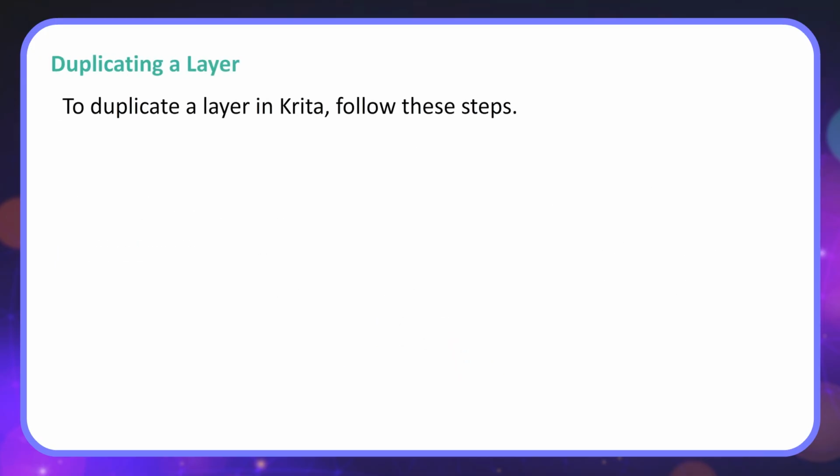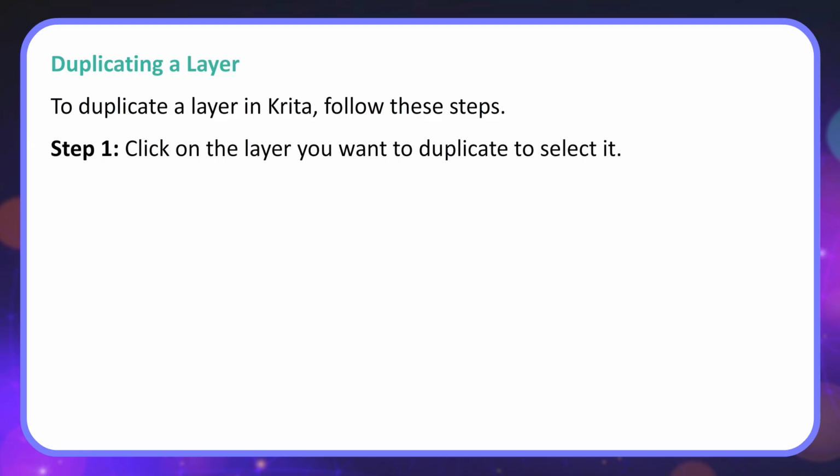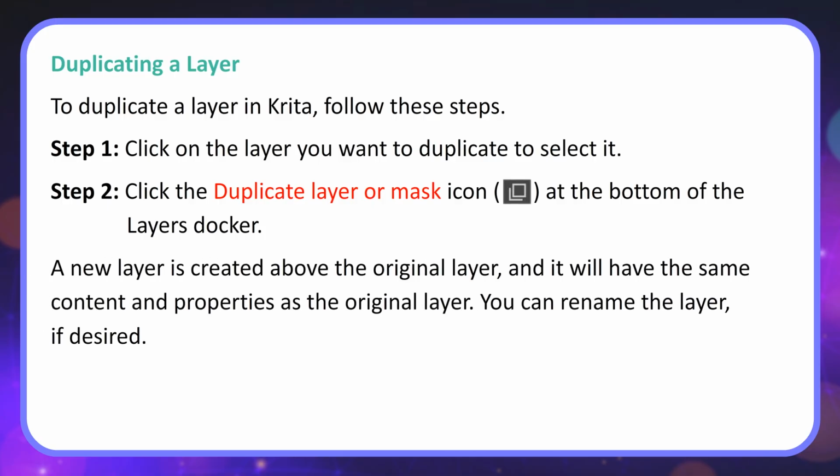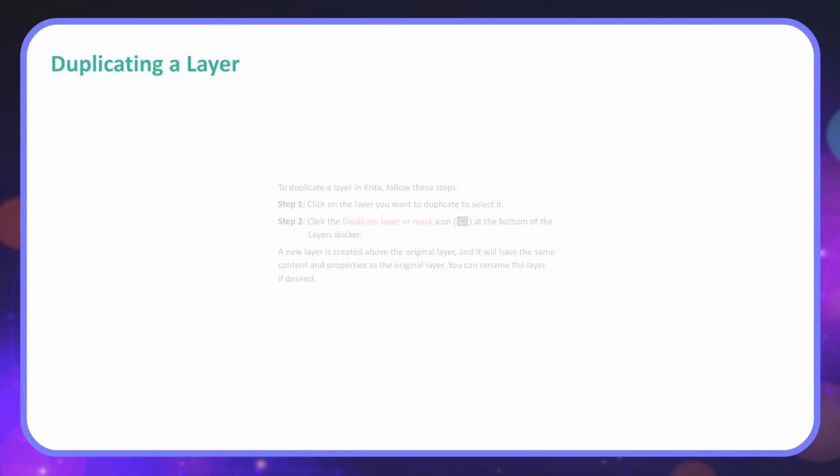Duplicating a layer. To duplicate a layer in Krita, follow these steps. Step 1. Click on the layer you want to duplicate to select it. Step 2. Click the duplicate layer or mask icon at the bottom of the Layers Docker. A new layer is created above the original layer, and it will have the same content and properties as the original layer. You can rename the layer, if desired.